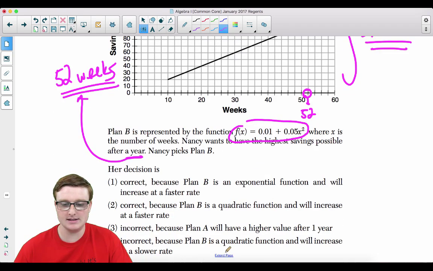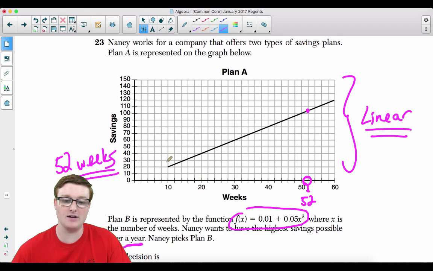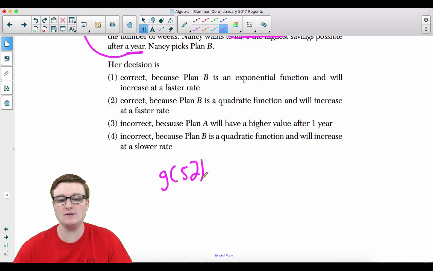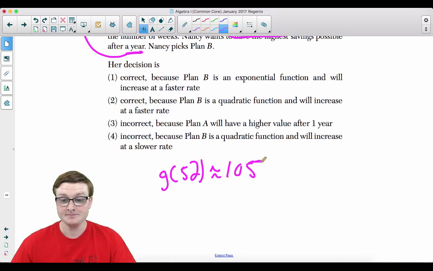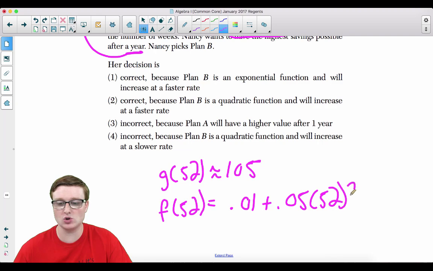So what I'm going to say in my reasoning is that this is g of x. Do you know what? Since this is f of x, I'm going to call this g of x. Well, g of 52, when you plug in 52, that's approximately equal to $105. When you plug in 52 for f, that gives you 0.01 plus 0.05 times 52 squared.